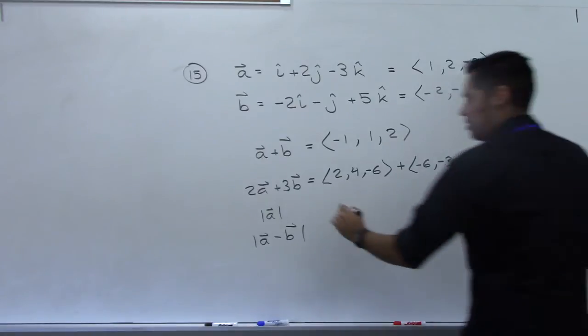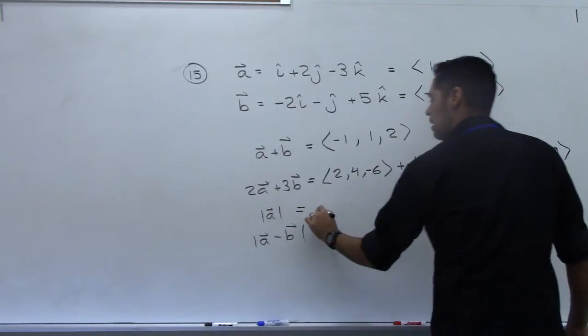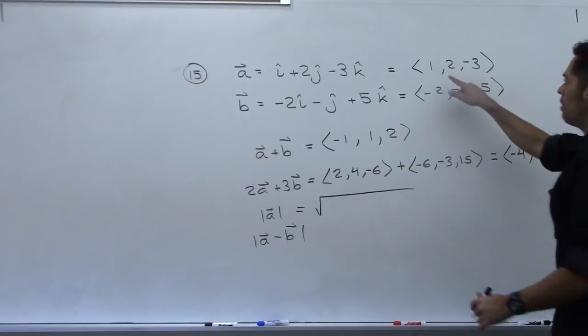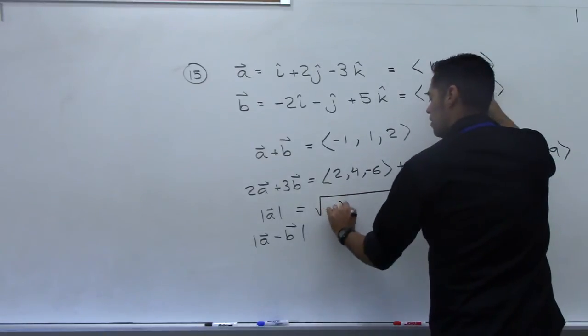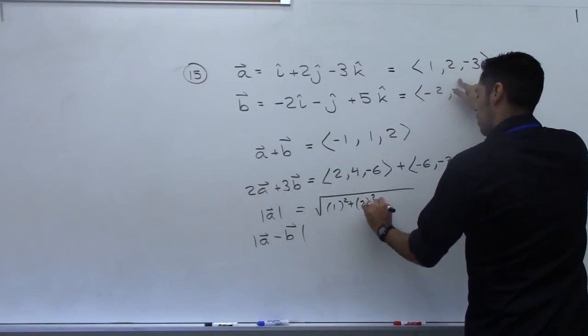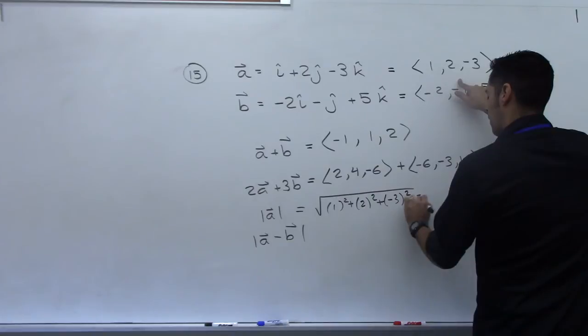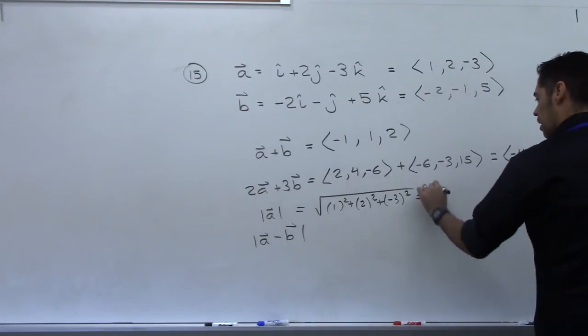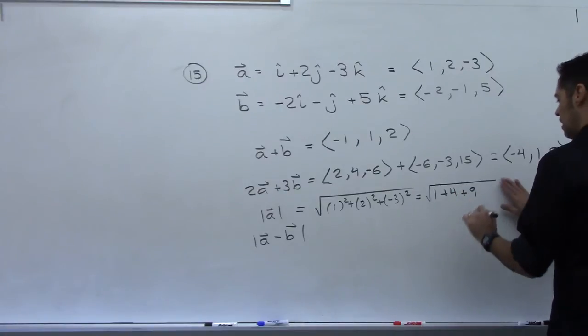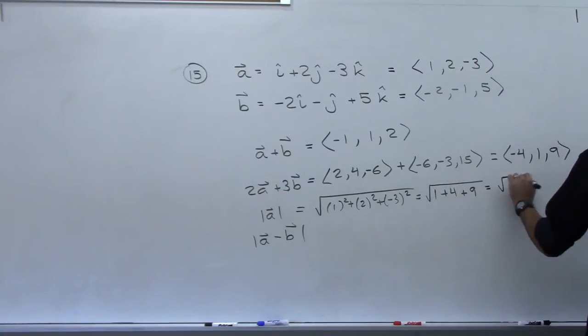All right, let's do the magnitude of A. Magnitude of A, the length of A, is the square root of each of the components squared. So 1 squared, the sum of the components squared: 2 squared plus negative 3 squared, which is, let's see, square root of 1 plus 4 plus 9, which is root 14.